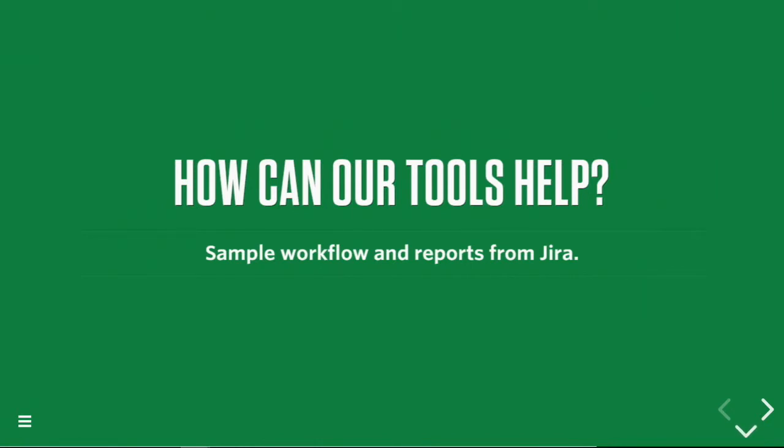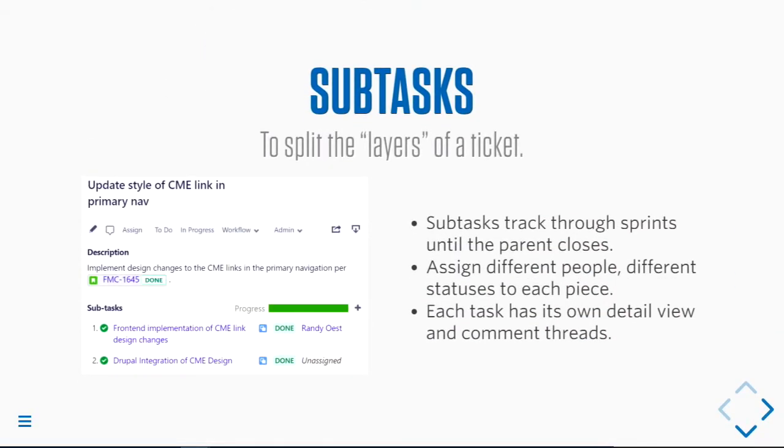Sample workflow and reports from Jira that I find very useful. Talked a little bit about subtasks. This is useful to split the layers of a ticket. Subtasks track through sprints until the parent closes. So you can complete individual pieces and they'll sit in the done column as your sprints roll board to board until that parent is done.